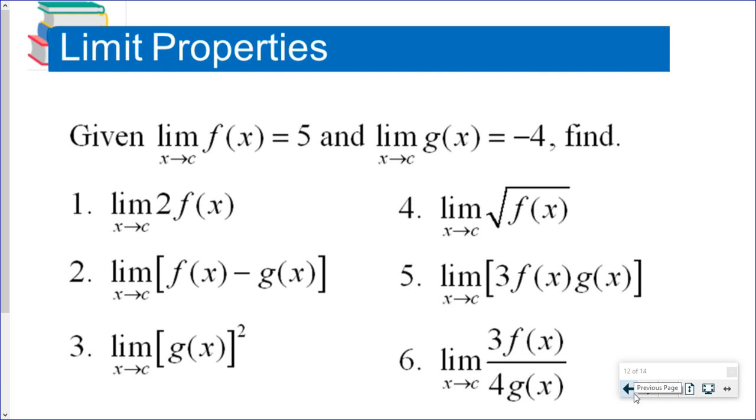So now we'll talk about limit properties. Also much easier than they seem. Given the limit as x approaches c of f of x is equal to 5, and the limit as x approaches some c of g of x is equal to -4, find the following.